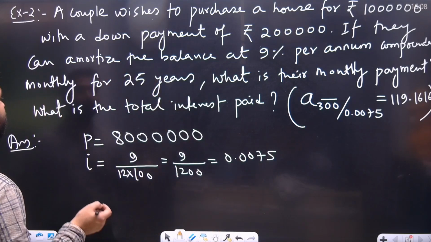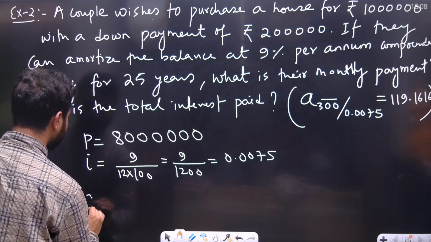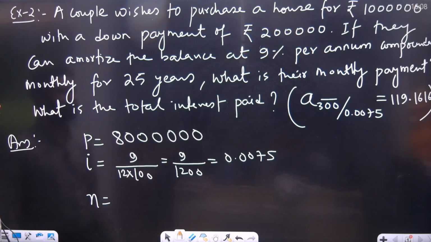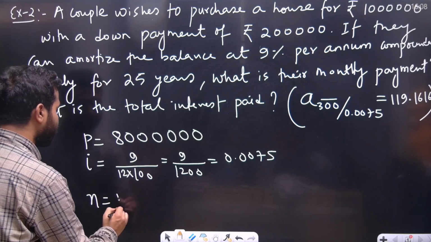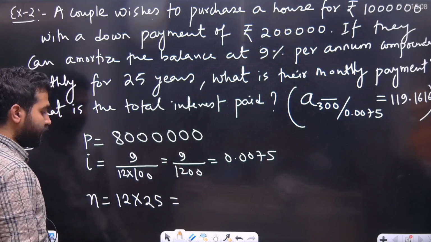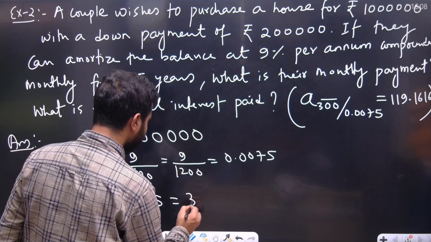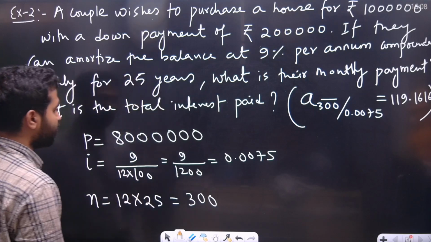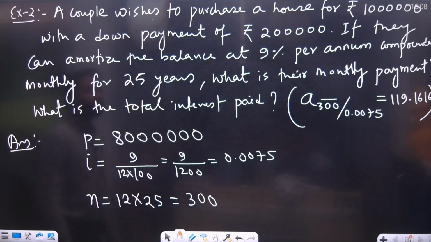Compounded monthly for 25 years. Okay, so the number of EMIs he has to pay: in 1 year he has to pay 12 EMIs. So in 25 years, how many EMIs does he have to pay? He has to pay 300 EMIs. Okay, 300 is the number of EMIs.